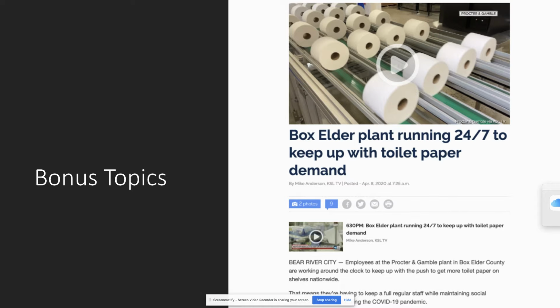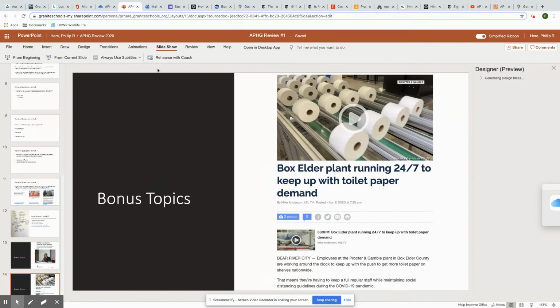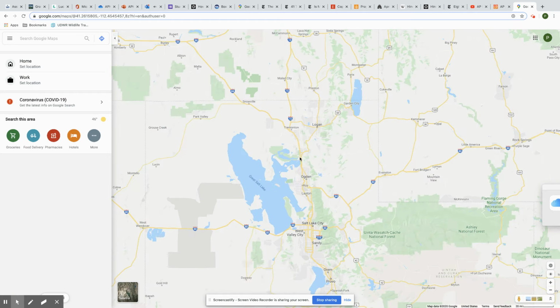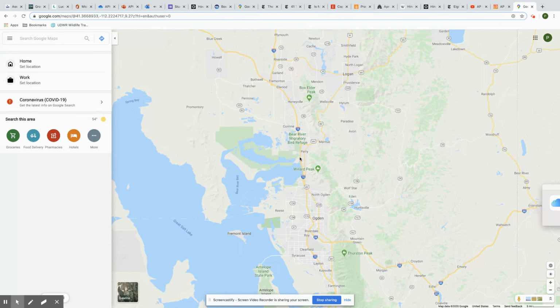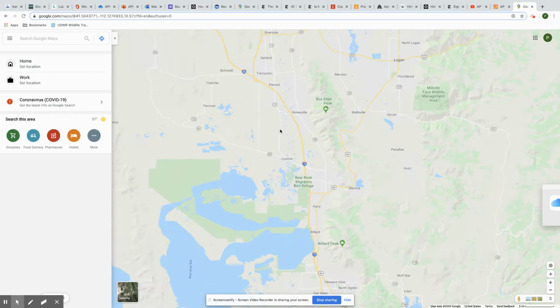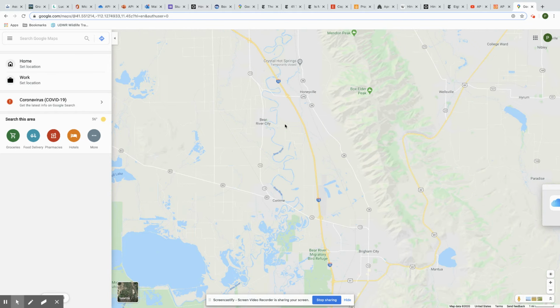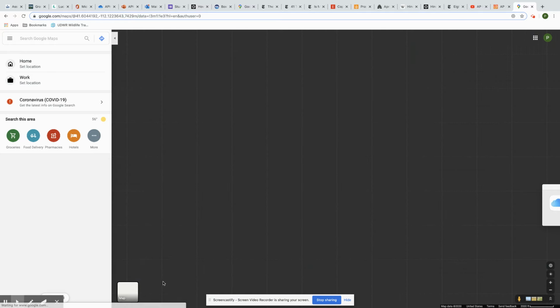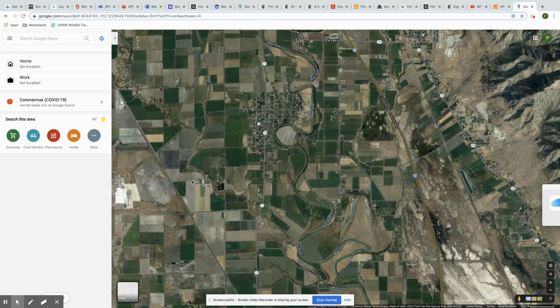So let's hop out of the PowerPoint. Where is the Box Elder Procter & Gamble plant? They are running 24/7. Let's head over to Google Maps. Box Elder County, we know, is up in this northwest section. And we know the article said it was in Bear River City. So Bear River's up here. Should be in Box Elder County. Oh, here's Bear River City. So where could a toilet paper plant be?